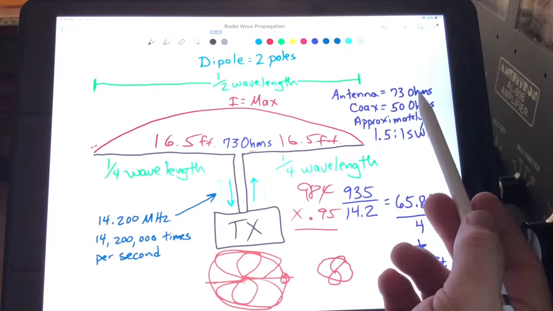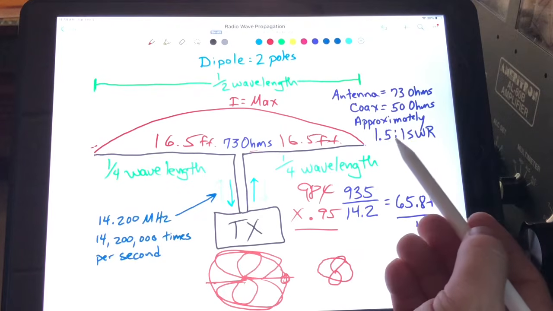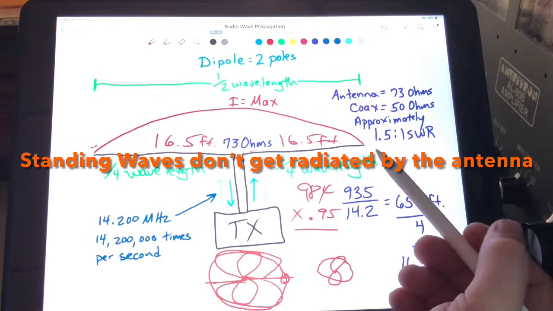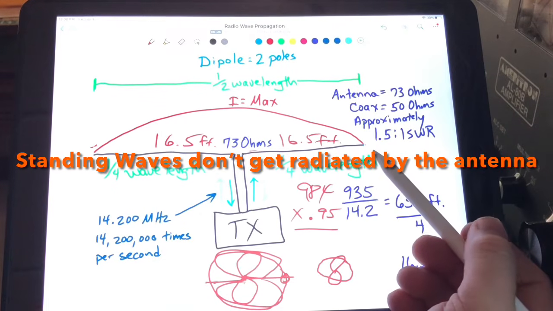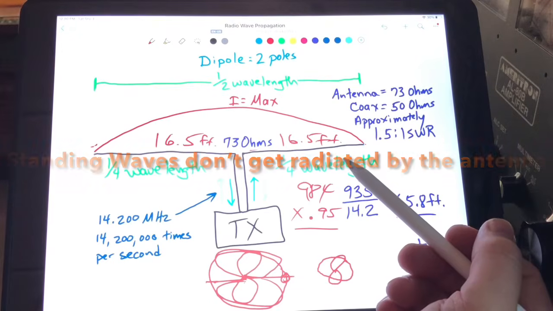The antenna is 73 ohms. The coax is 50. That is approximately a 1.5 to 1 standing wave ratio. That's actually considered acceptable. If you can get a 1.5 or less, go with it. You're absolutely fine with that.